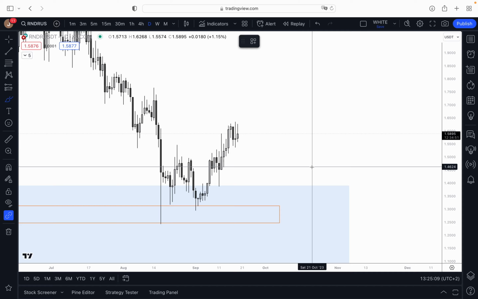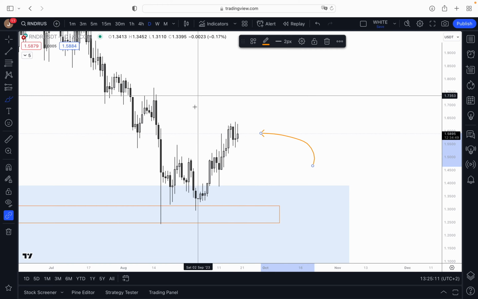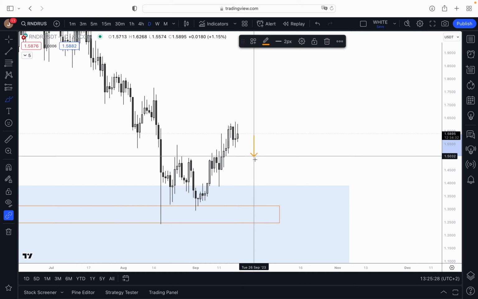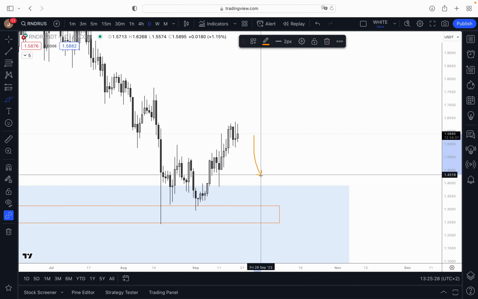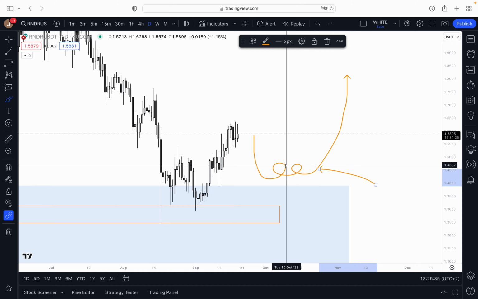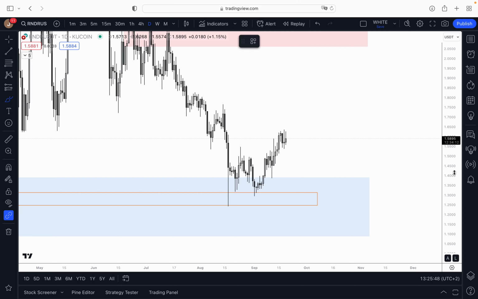But for now I would be very cautious because we are in the middle of this area. So I would wait till we come back to this area, we see some bullish reaction and go to the upside, then I would buy some coins for my hodl portfolio. But just if we see a bullish reaction.